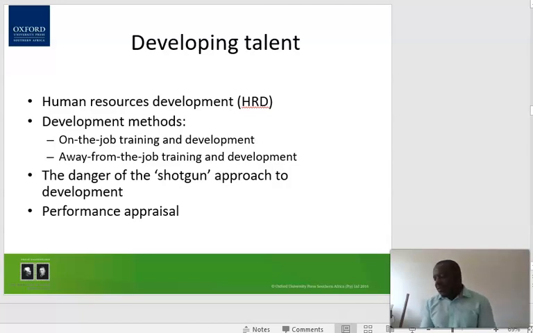The good thing about performance appraisal is it provides opportunities for employees to actually get feedback. It provides that opportunity for employees to get feedback from their superiors, and even from their peers. And in some cases, it can also provide an opportunity for employees to self-evaluate and see areas where they've performed exceptionally well and areas where they still need to develop.